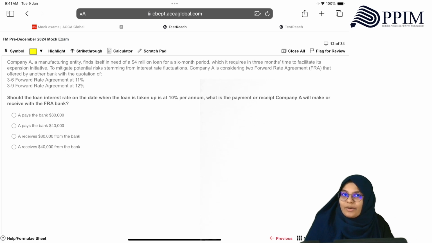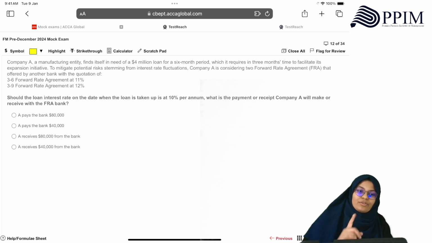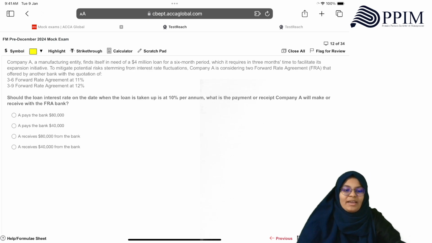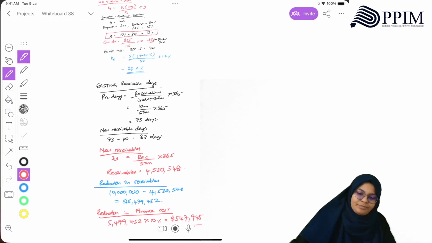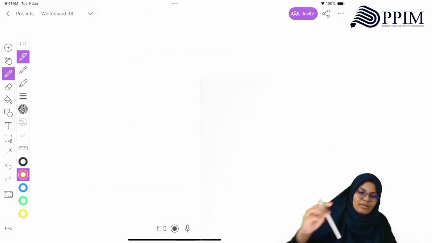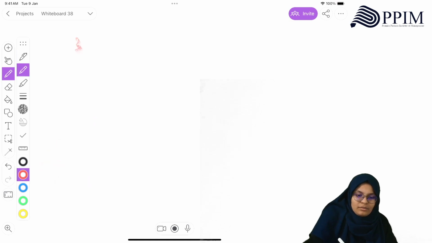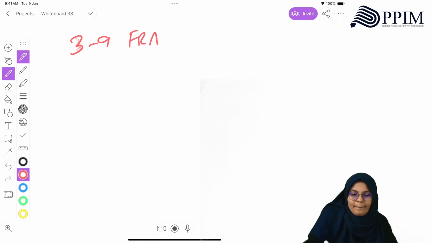3 to 6 means we are going to start in 3 months from today and end in 6 months from today, meaning the loan you will only have for a period of 3 months. That's not enough for us, right? So the FRA that you will have to choose is 3 to 9 FRA at 12%.